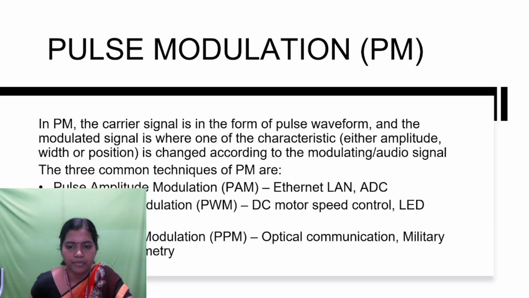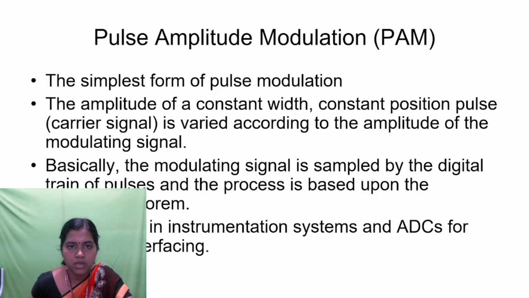position modulation. Pulse amplitude modulation, PAM, is used in Ethernet LAN and also in analog to digital converters. Pulse width modulation, PWM, is used in applications like DC motor speed control as well as in LED dimming applications. Pulse position modulation, PPM, is used in applications like optical communication, military radar and telemetry. Let me see one by one.